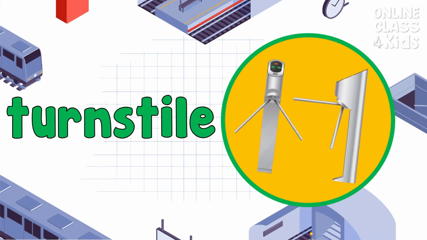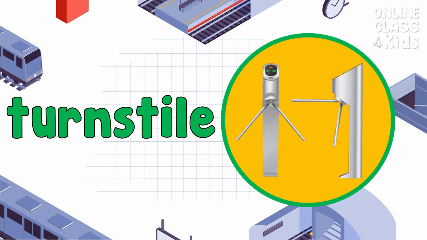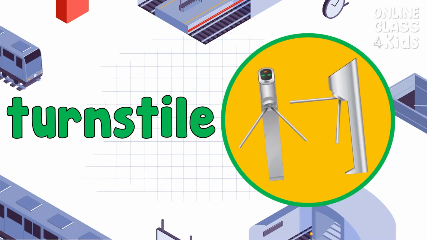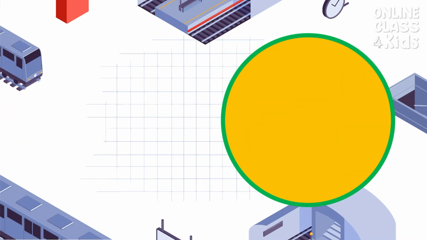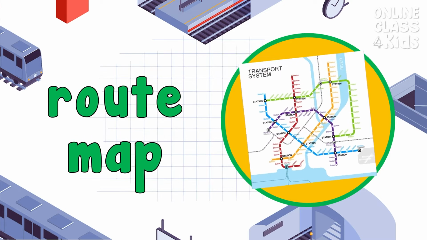Turnstile, used for counting people passing through a gate. Say, turnstile. Route map, shows the map of a road. Say, route map.